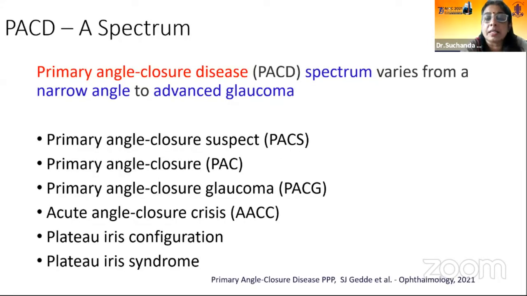Primary angle closure disease is not a single disease. It is a spectrum and varies from narrow angle to advanced glaucoma. The current classification by AAO in 2021 encompasses 6 clinical conditions under PACD: PACS or primary angle closure suspect, primary angle closure, primary angle closure glaucoma. These we will be discussing later on. Acute angle closure crisis, where the angles are occluded, leading to raised IOP. Plateau iris configuration, these are patients who have narrow angles due to anterior ciliary body, and they have central deep AC. And amongst these patients who still continue to have persistent iridotrabecular contact, in spite of having patent peripheral iridotomies, are called plateau iris syndrome.